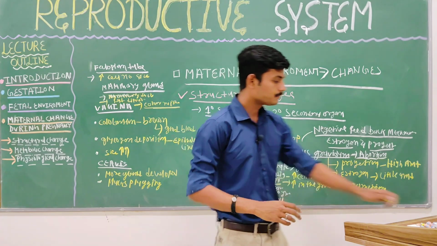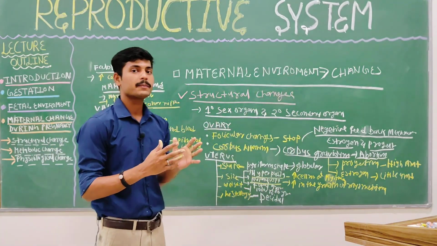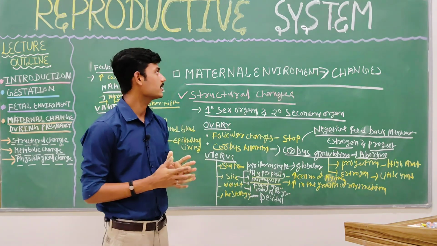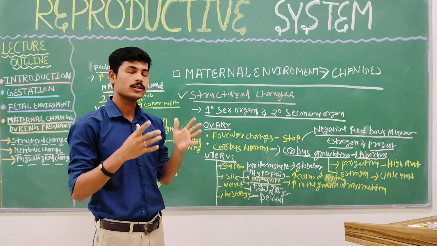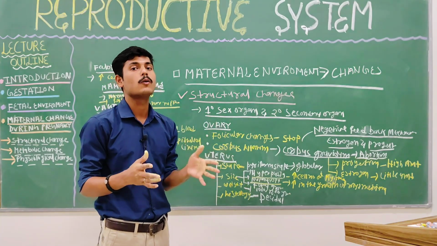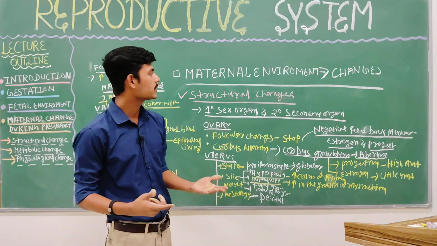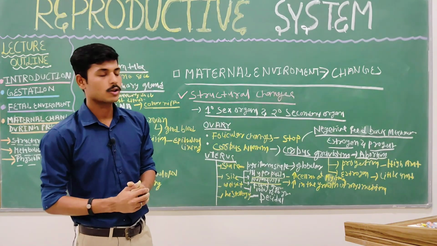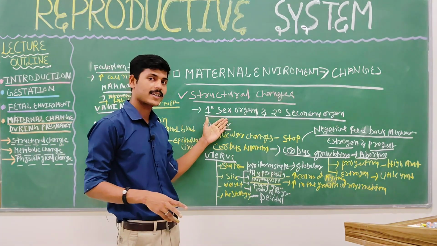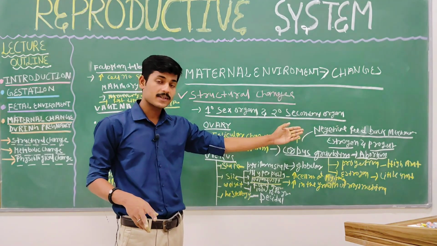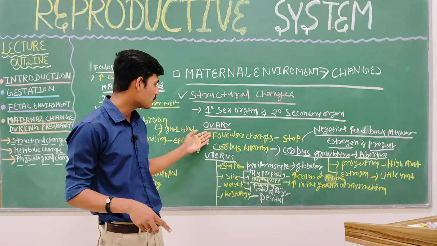So once again, let's summarize it. What we understood is that during pregnancy, or gestation, the maternal environment undergoes changes, and all these changes lead to the overall development of the developing fetus. The first change is structural changes, and these occur in the primary sex organ and in the secondary sex organs. If we talk about the primary sex organ, in the case of female, it is the ovary.